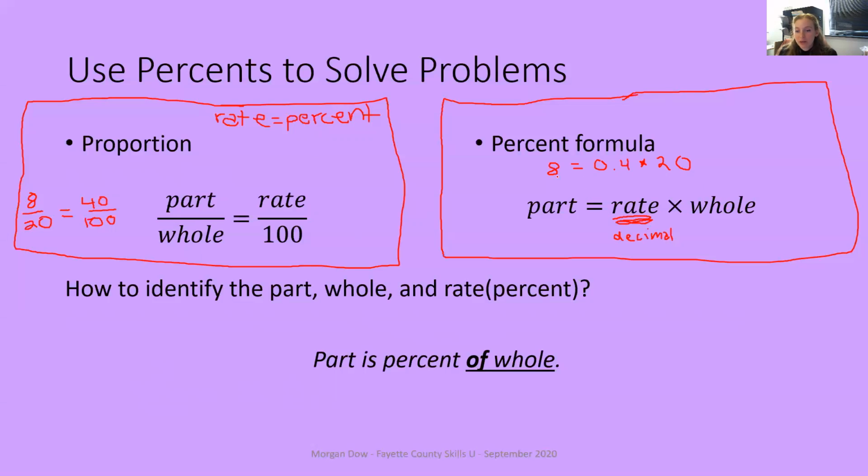So here, right, we still have those same pieces we were working with in the proportion. We've got the part, we've got the whole, and we've got the percent. Basically, instead of writing the percent as a fraction, we've written the percent as a decimal.